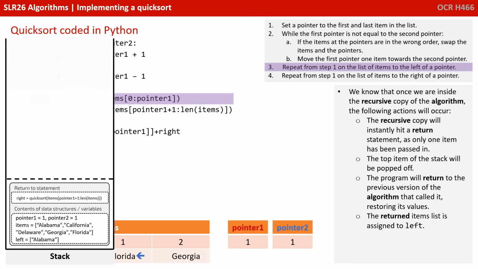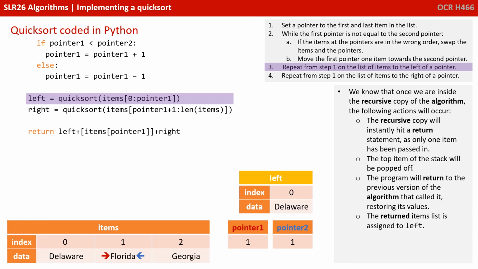We know that once we're inside the recursive copy of the algorithm, the following actions are going to occur. The recursive copy will instantly hit a return statement as only one item has been passed in. So the top item of the stack will be popped off. The program will return to the previous version of the algorithm that called it, restoring its values, and the returned items list is assigned to left.